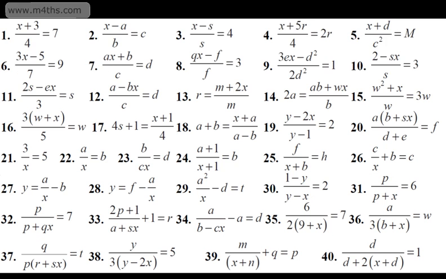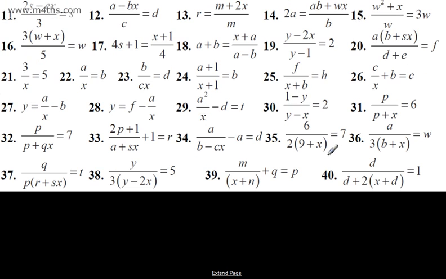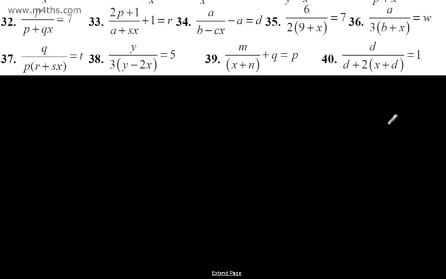Okay, let's try this one to finish with. So let's go for this one right here. What we've got here is the following: d over d plus 2 lots of x plus d is equal to 1. I'm just going to swap those over. So d over 1 will be equal to d plus 2 lots of x plus d. I'm simply multiplying that, because remember, this is one lot of this quantity.